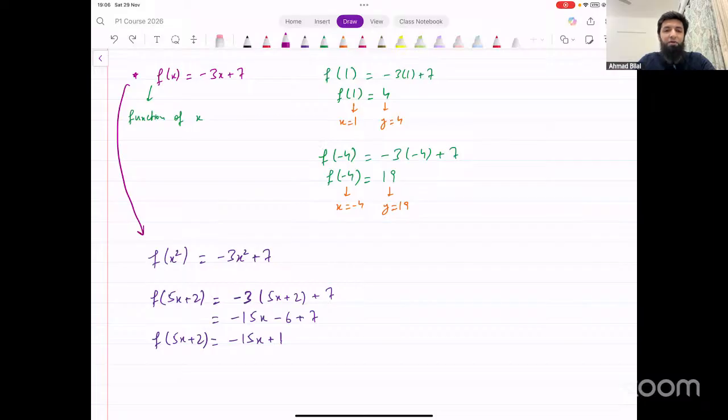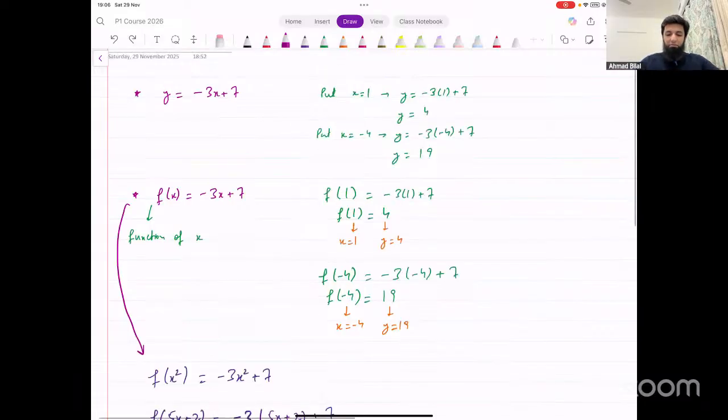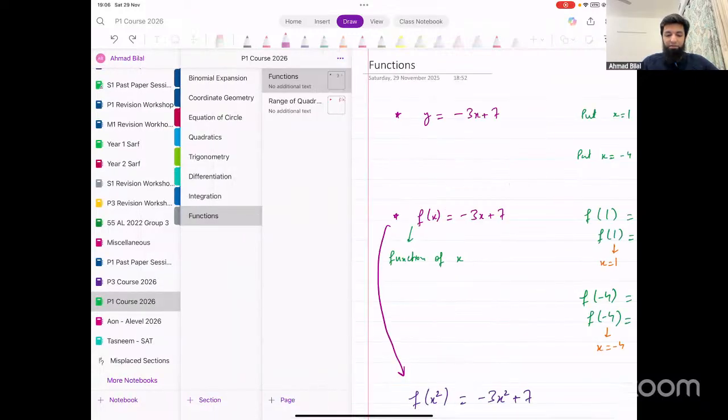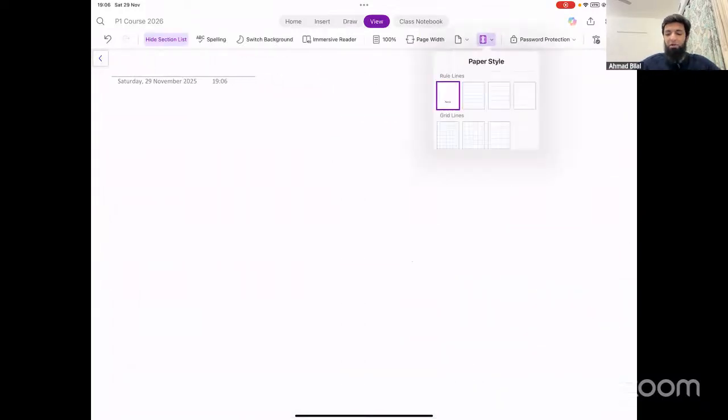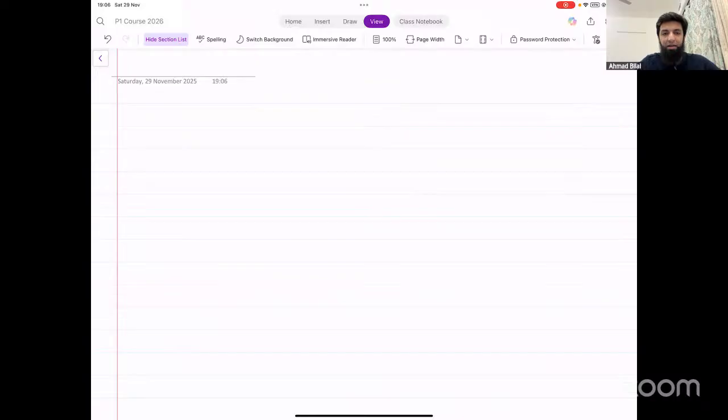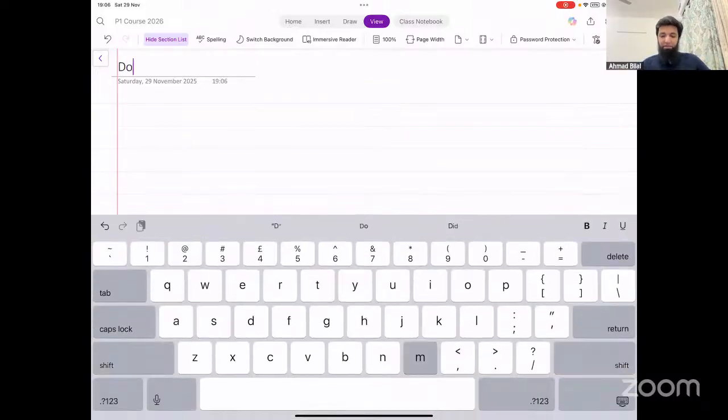But in today's class, I want to focus primarily on something that we call the domain and range of functions. Okay, so let's start with that. That's the main concept I want to cover today. Domain and range of different types of functions. Okay. Now let's understand what this is.